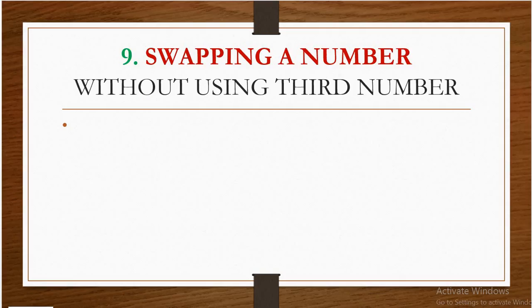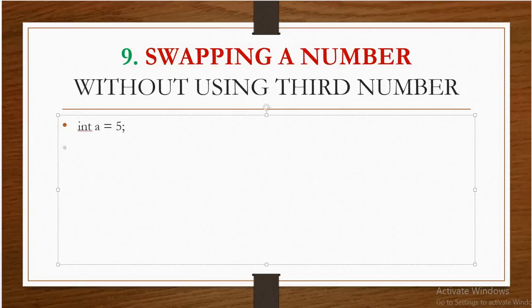Let's now start program number 9. Swapping a number without using a third number. It's a very basic program for freshers. So let's see how we can swap a number without using a third number. For example, if we have two numbers, int a is equal to 5 and int b is equal to 10, and we have to swap both numbers without using a third variable.